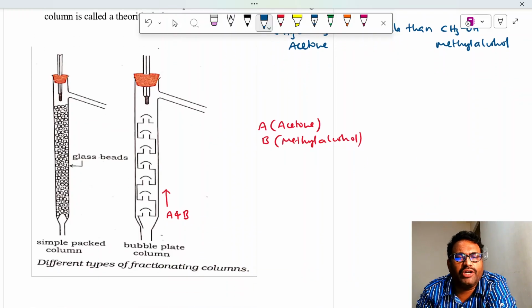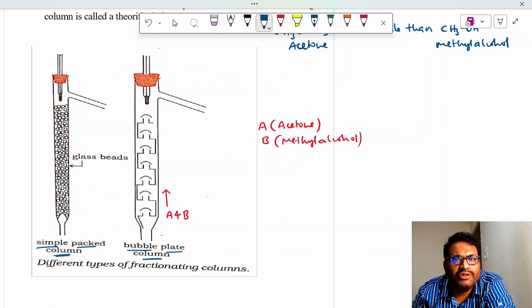You are finding two types of fractionating columns here. One is the simple packed column, another is the bubble plate column. You need to remember the structures also. Sometimes they can ask a question directly on the structure. Which among the following is the bubble plate column? Which among the following is the simple packed fractionating column? They will ask in this way, right?